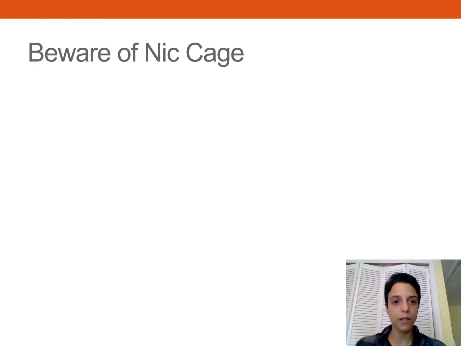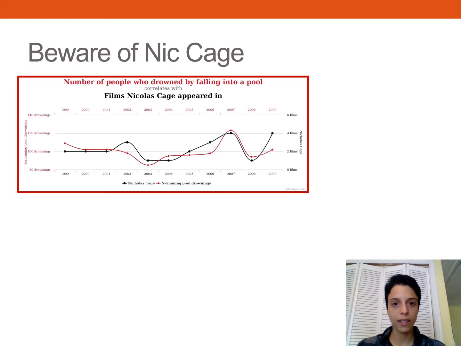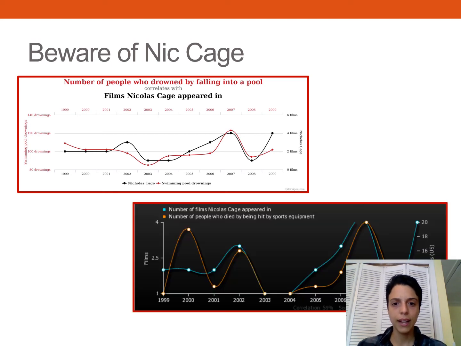Finally, I want to warn you to beware of Nicolas Cage. There is a pretty strong correlation between the films that Nicolas Cage has appeared in and the number of people who drown by falling into a pool. There's also a pretty strong correlation between the number of films that Nicolas Cage appeared in and the number of people who died by being hit by sports equipment.